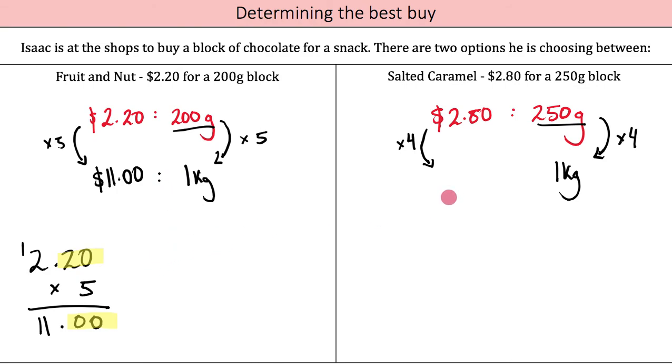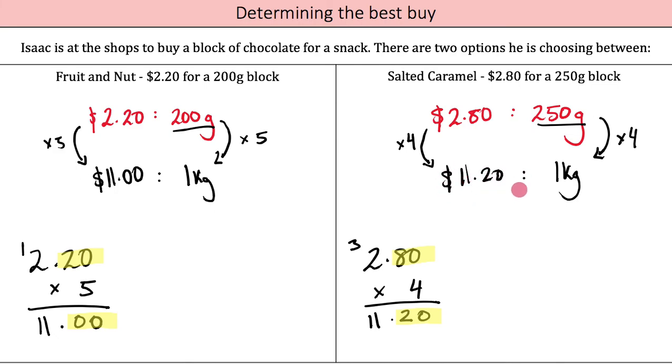Let's come over here now and figure out what 2.80 times 4 is. Again, the same process. 4 times 0 is 0. 8 times 4 is 32. Okay, bring that up there. 2 times 4 is 8 plus 3 is 11. Because I have 2 decimals in my question, I have 2 decimals in my answer. So I put a decimal place right there. So I'm going to get 11.20.